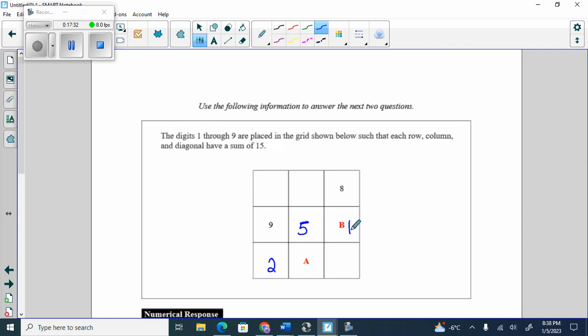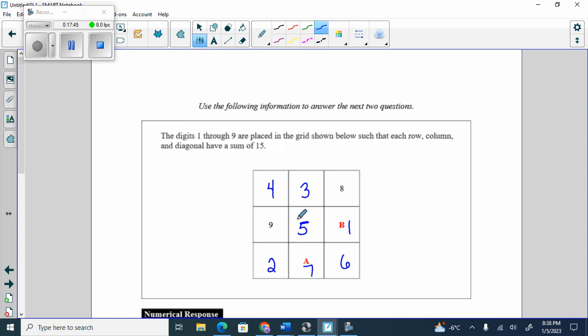8 and 1 is 9. So then this would have to be a 6. 6 and 5 is 11. So this would have to be a 4. 4 and 8 is 12. This would have to be a 3. And then 5 and 3 is 8. So this would have to be a 7.